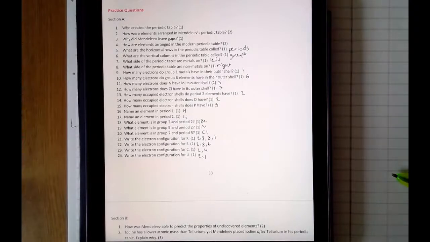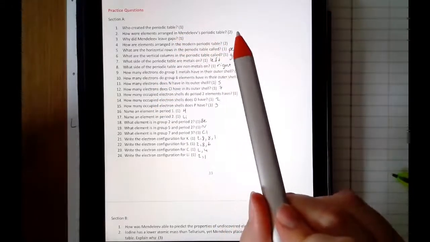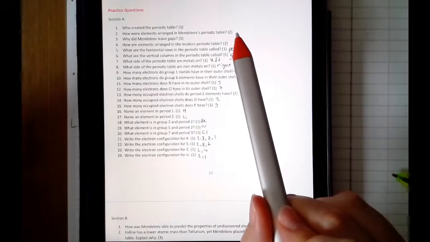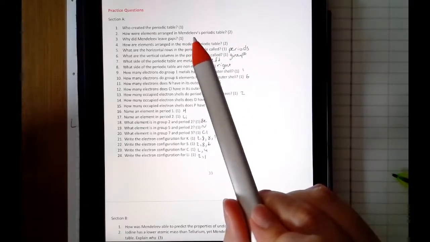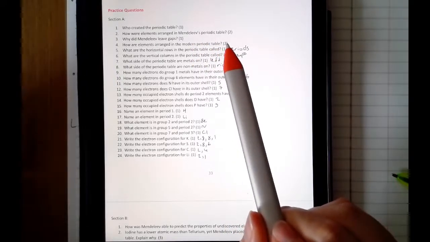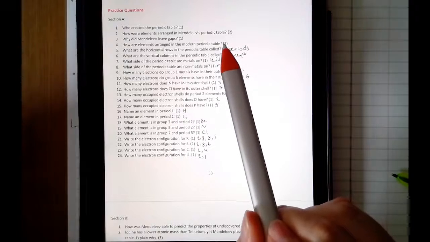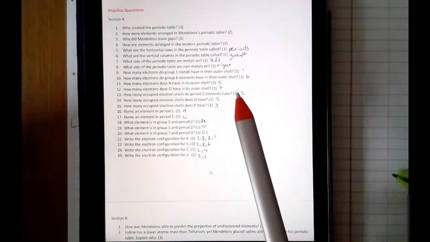Okay, so if we go through the answers, who created the periodic table? Mendeleev. How are they arranged? According to increasing atomic mass and put in groups based on chemical properties. He left gaps for elements that had not been discovered. In the modern periodic table, they're arranged according to increasing atomic number. They're also in groups based on their chemical properties. These should all be fine.